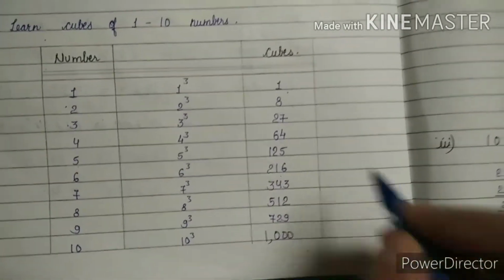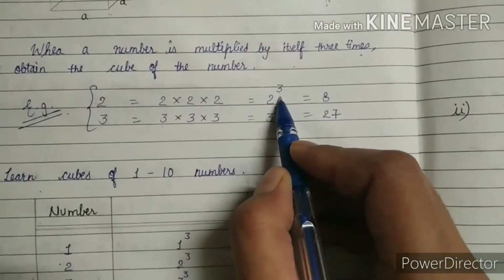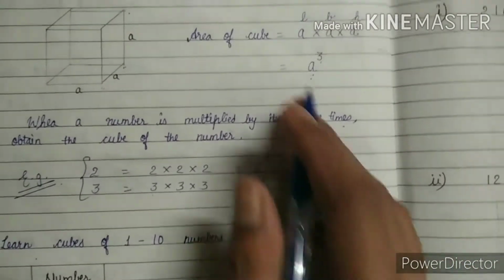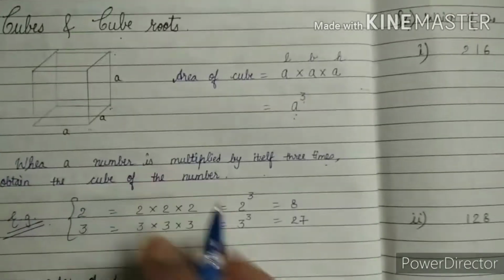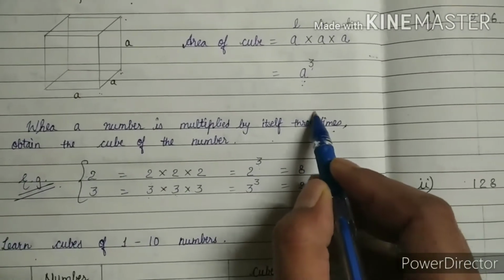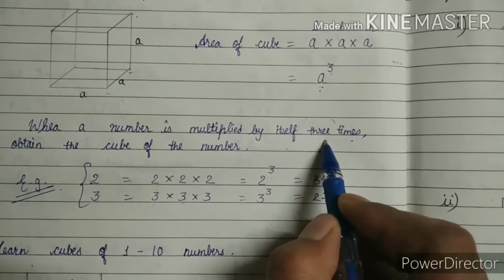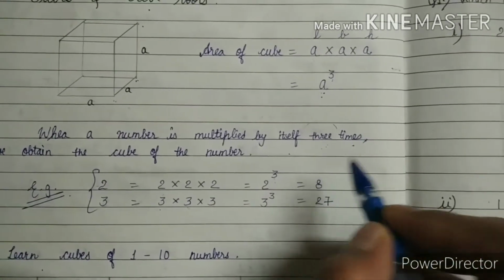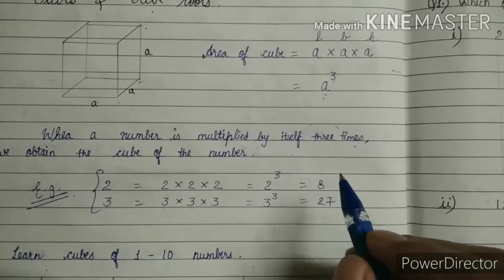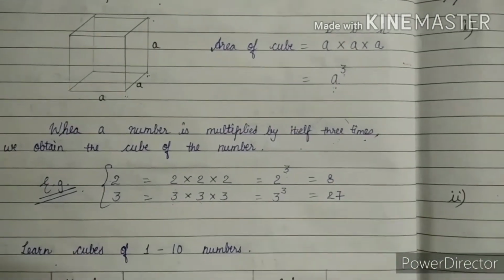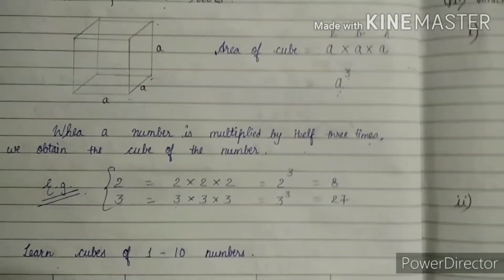Now, cube means power of 3. It means that when we do the grouping of the factors, it will give us groups of 3 numbers. We have to remember this again and again in the solution of questions.